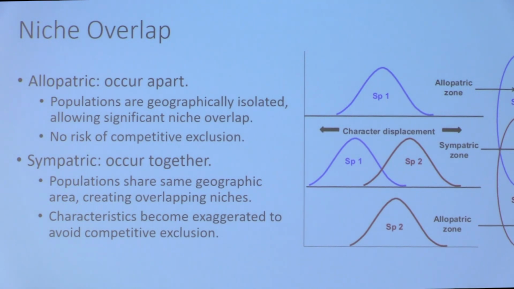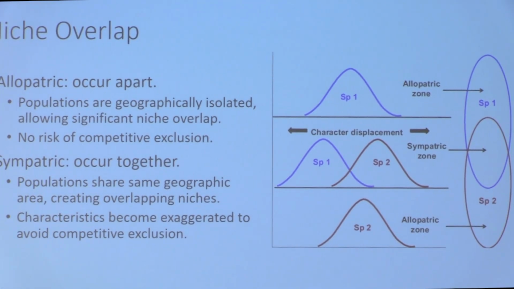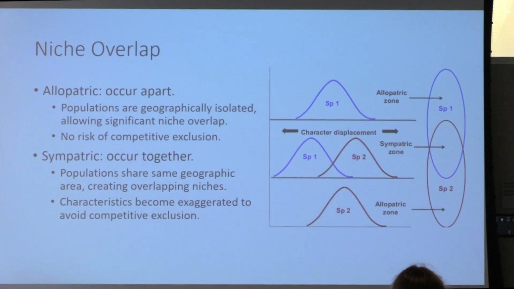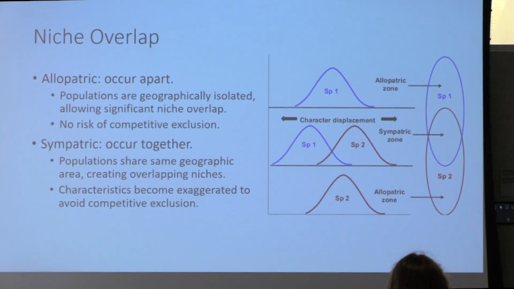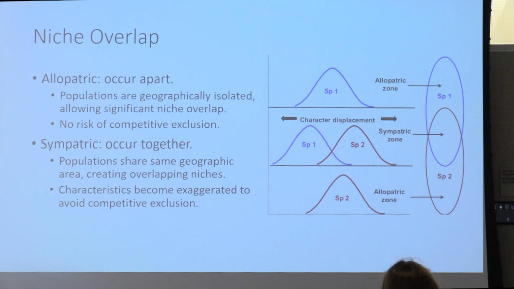And so characteristics that develop through character displacement are going to be much more exaggerated than characteristics that occur in allopatric species. You could have the same two species, one occurring in an allopatric zone that has maybe a medium-sized beak, whereas in a sympatric zone, you're going to have a small beak and a large beak. You're going to have very minimal overlap. And it's just through that exaggeration that they avoid exclusion. Allopatric, again, they can reduce that exaggeration because there's no risk of exclusion.